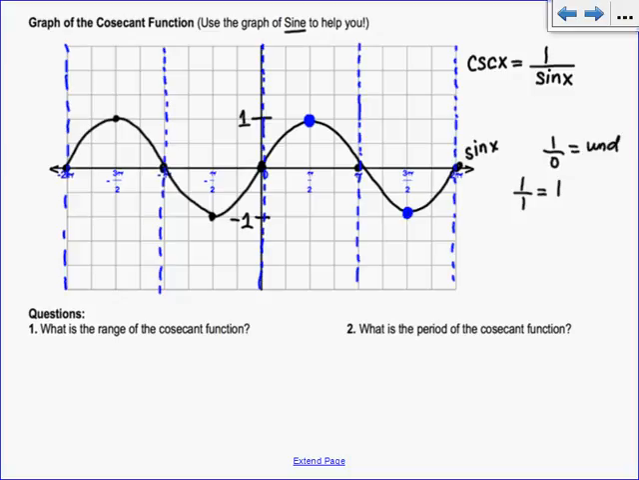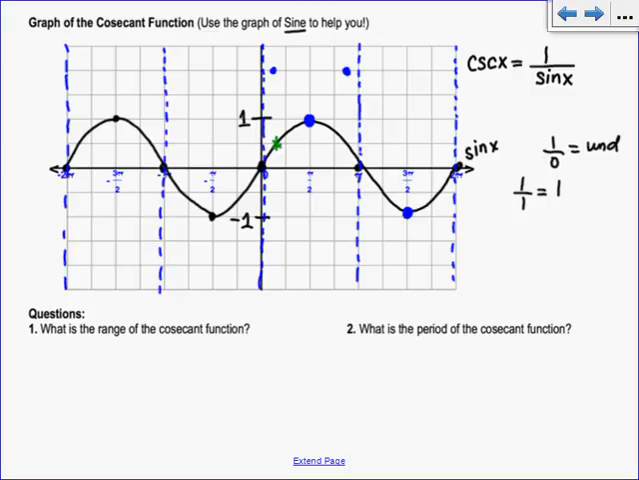So most people are like, oh, it's going to be exactly the same as sine, but it's not, okay? Let's think about this point, a little bit lower, right here. What's the height of that point? Can you tell on my graph? 1/2. What is the reciprocal of 1/2? 2. So that means on cosecant, I need to be at a height of 2 there. And same thing over here.